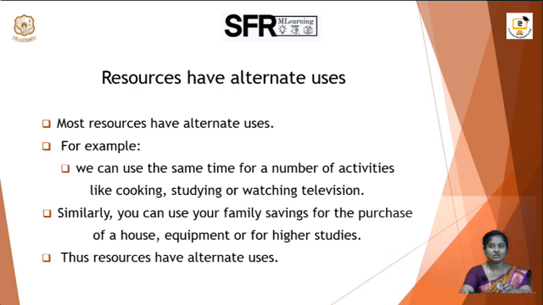Next, resources have alternate uses. Most of the resources are known for their alternate uses. For example, we can do a single activity in that particular time simultaneously. For example, our mother will be doing all activities simultaneously for us. We will be just getting ready for school or college, but our mother will be cooking, making all the things, and getting ready for our father, for me, for children and everything like that. For example, our savings or salary can be used for purchasing a house or buying new jewelry, or it can be used for higher studies. So, a single resource has alternate uses in our lives.